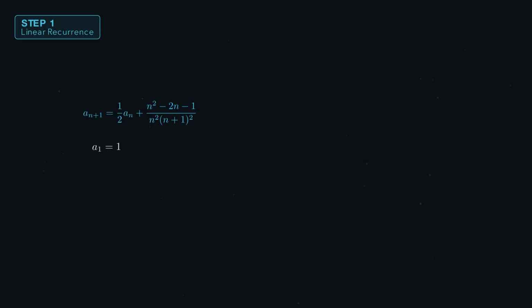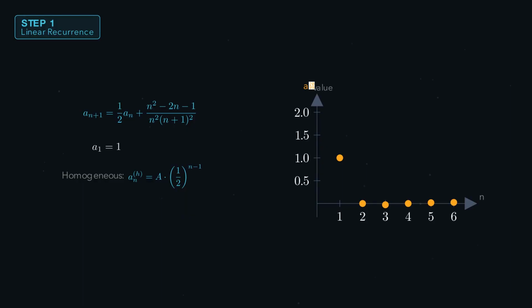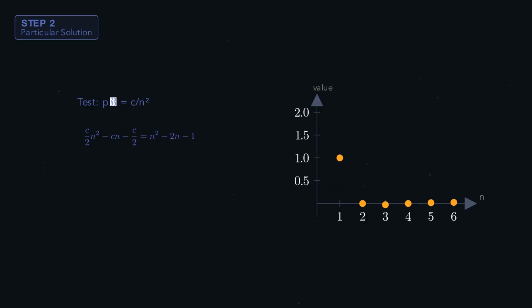Let's set up the structure. The recurrence says each new term is half the previous plus a forcing function. The homogeneous equation has general solution a times 1/2 to the n minus 1. Now the key move. Let's test whether 2 over n squared satisfies the recurrence. We substitute it in, multiply through by n squared times n plus 1 squared, and compare coefficients.